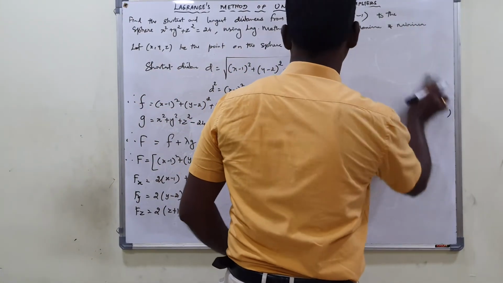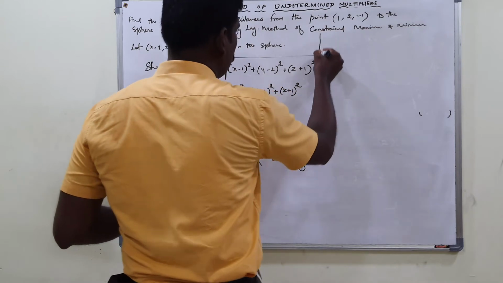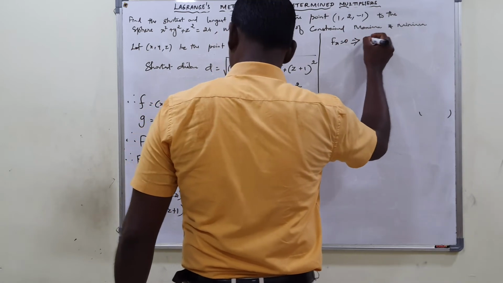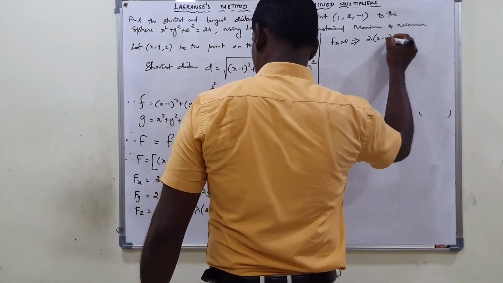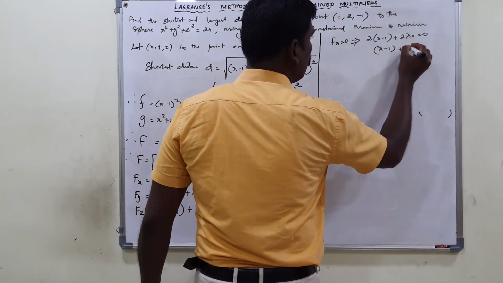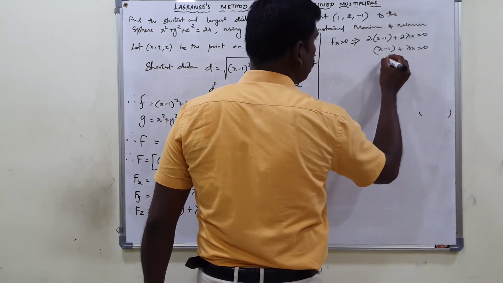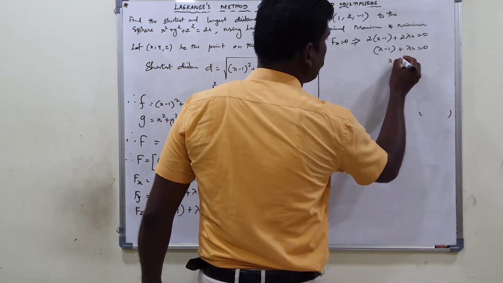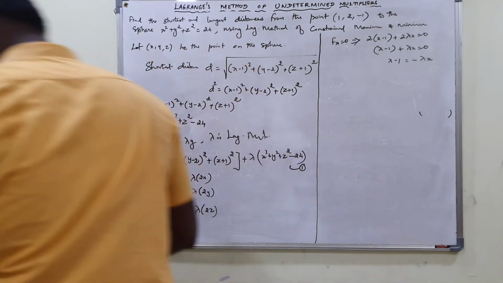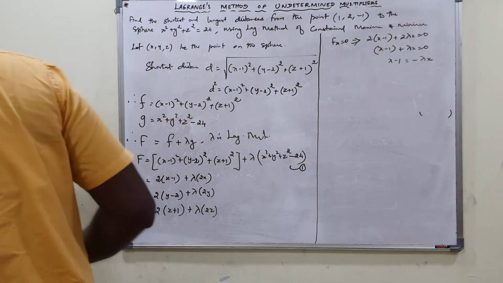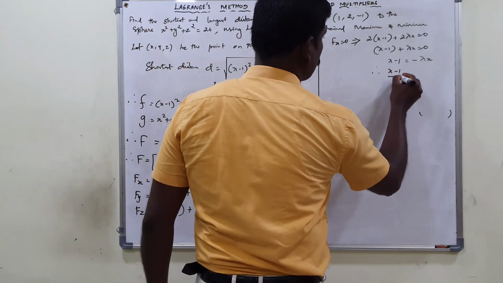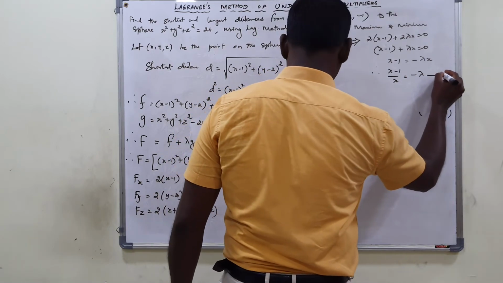Right. Now I am going to equate, for stationary values, equate fx equal to 0. Isn't it? Implies 2 into x minus 1 plus 2 lambda x equal to 0. Divided by 2, so x minus 1 plus lambda x equal to 0. Take this into right hand side. So what? X minus 1 equal to minus lambda x. So what? Therefore, x minus 1 by x is equal to what? Minus lambda. Call this equation number 2.